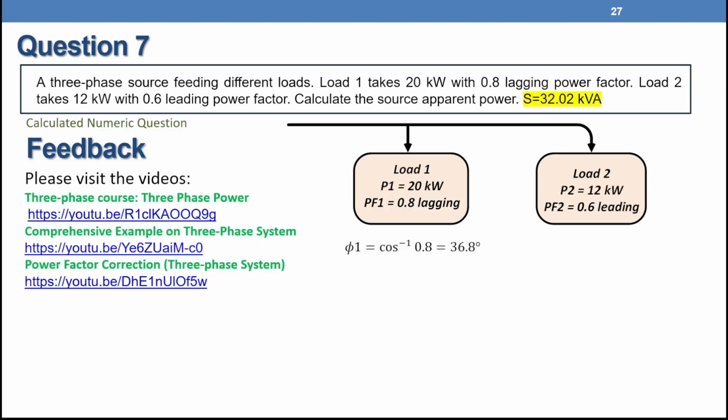So for load number 1, we have the power factor 0.8. So the angle is 36.8. So tan phi 1 equals 0.75. So we can calculate Q1 equals P1 tan phi 1, which is 15 kilovar, positive.